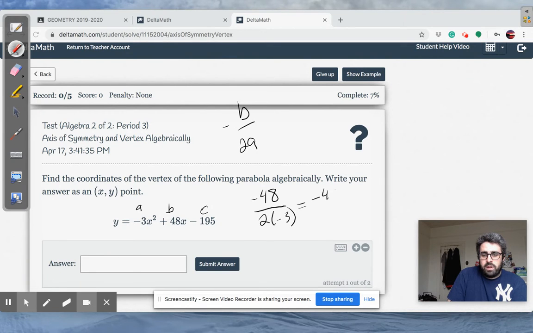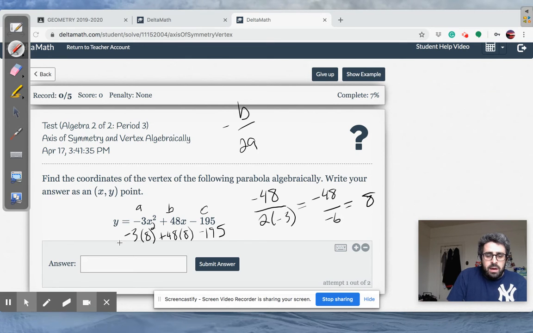So negative 48 divided by negative 6, 2 times negative 3 is negative 6, gives me negative 48 over negative 6. Negative 48 divided by negative 6 is positive 8. So I'm not done yet because I need to actually now find the value of y, the y coordinate of the vertex. So we're going to have to plug in 8 into this function. So when we plug in 8, wherever I see an x, I'm going to replace that with 8.